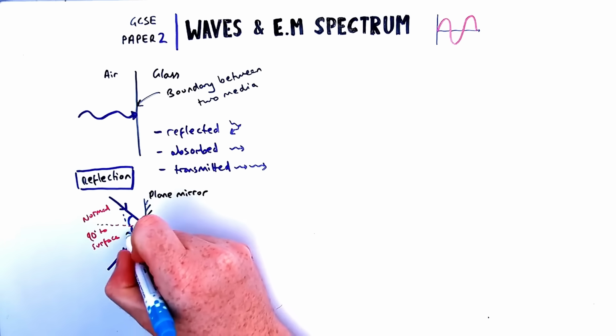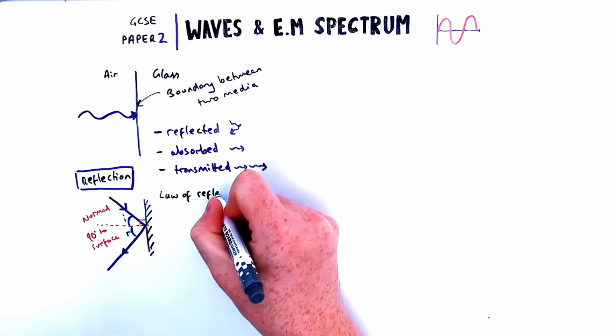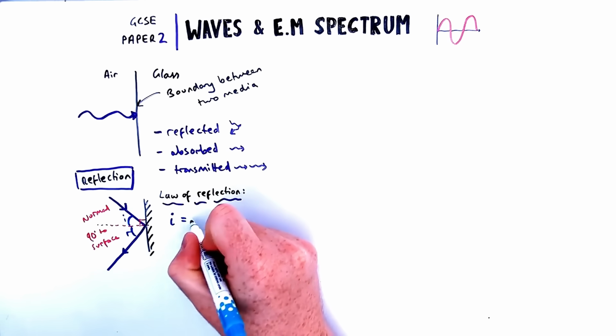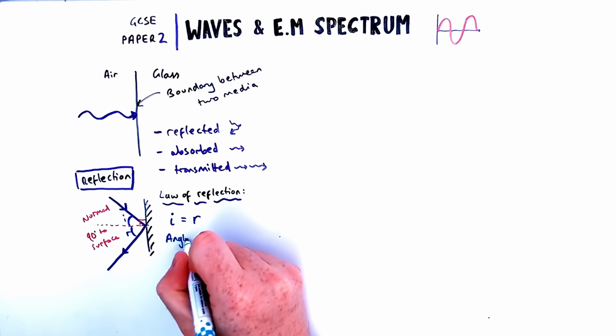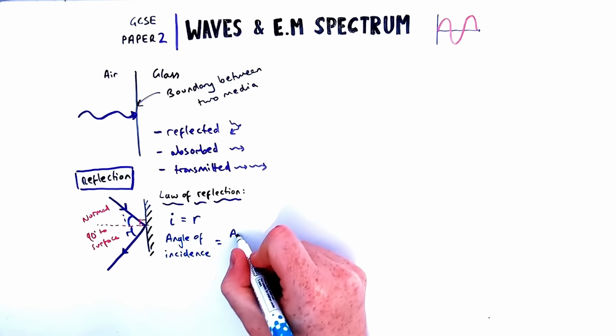So when the wave hits the mirror, we can label on something called the angle of incidence, represented by the letter I here. So when the ray comes out, the angle it makes with the normal, which is called the angle of reflection, is going to be exactly equal to the angle of incidence.